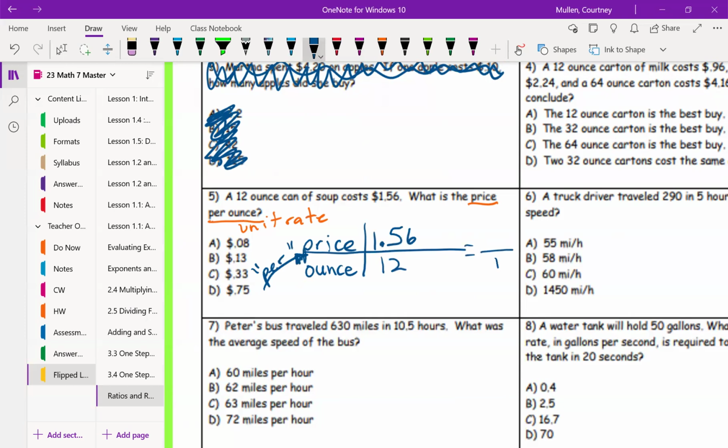So once again, we know our denominator has to be 1. So what do we need to divide by? 12. Exactly. Time for your calculator. Divide $1.56 by 12. And we see we end up with a small amount of change here. So let's write a quick sentence. The price per ounce is, how much money was that? 13 cents.